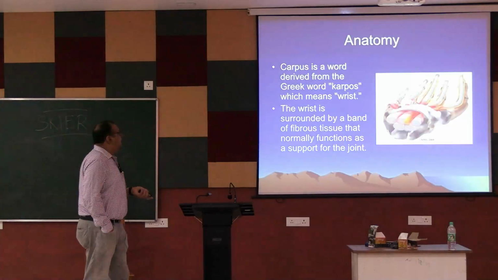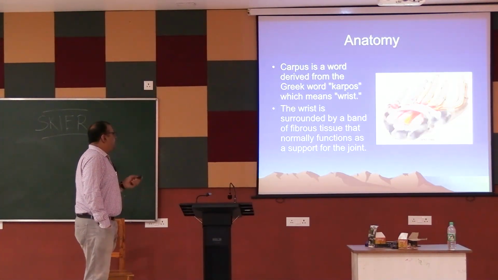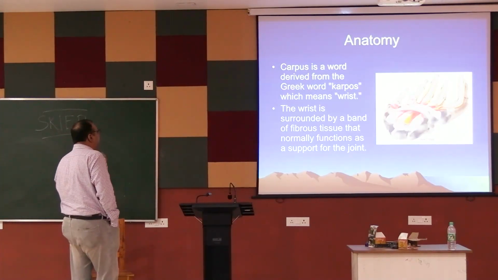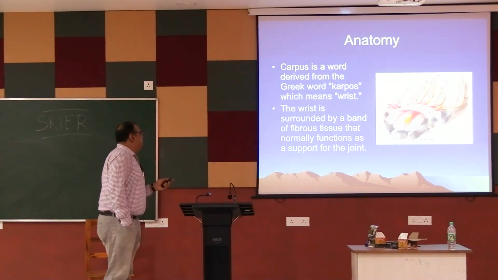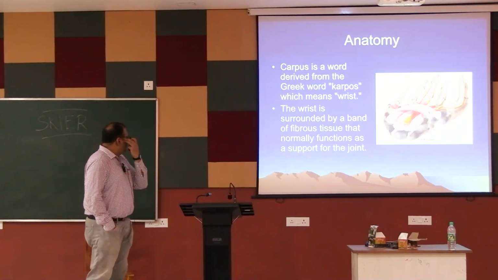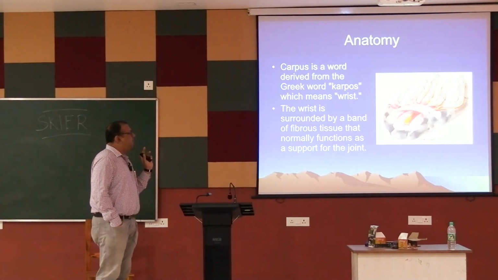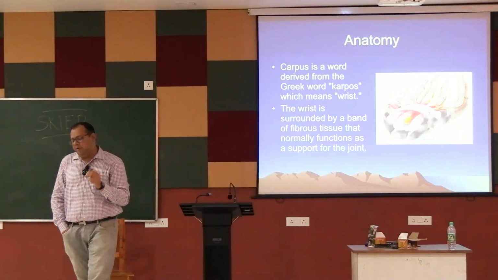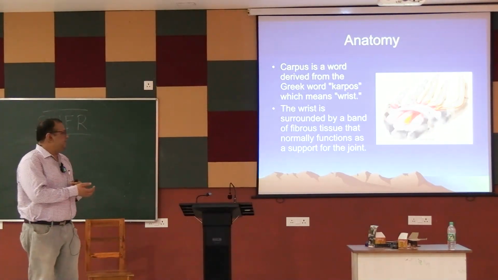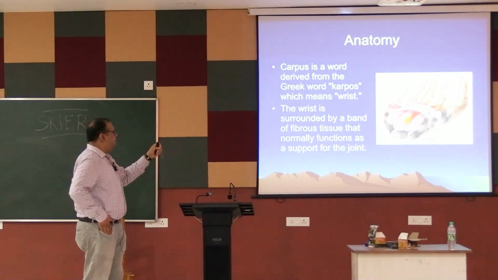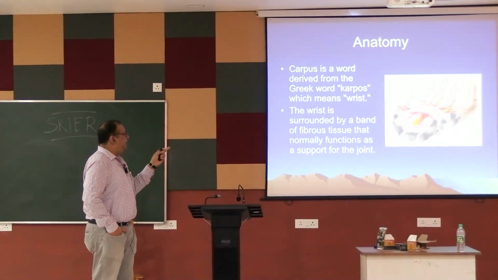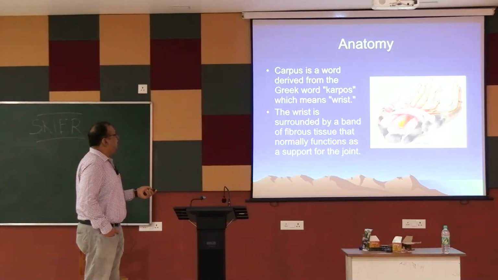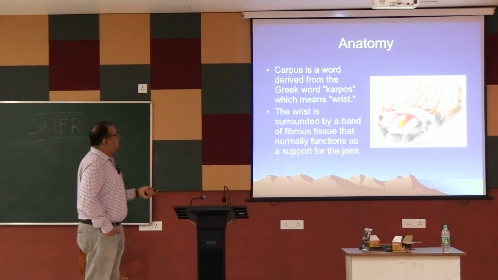You can see this. What is a carpal tunnel? You know what a carpus is. Carpus is a word derived from the Greek word karpos, which means wrist. So the wrist is surrounded by a band of fibrous tissue that normally functions as a support for the joint. So the median nerve, right? Median nerve, you learned in anatomy. This passes through this fibrotendinous junction here, and this is the carpal tunnel, and it crosses underneath this fibrous tunnel. This is the fibrous tunnel, and this is the median nerve, right?